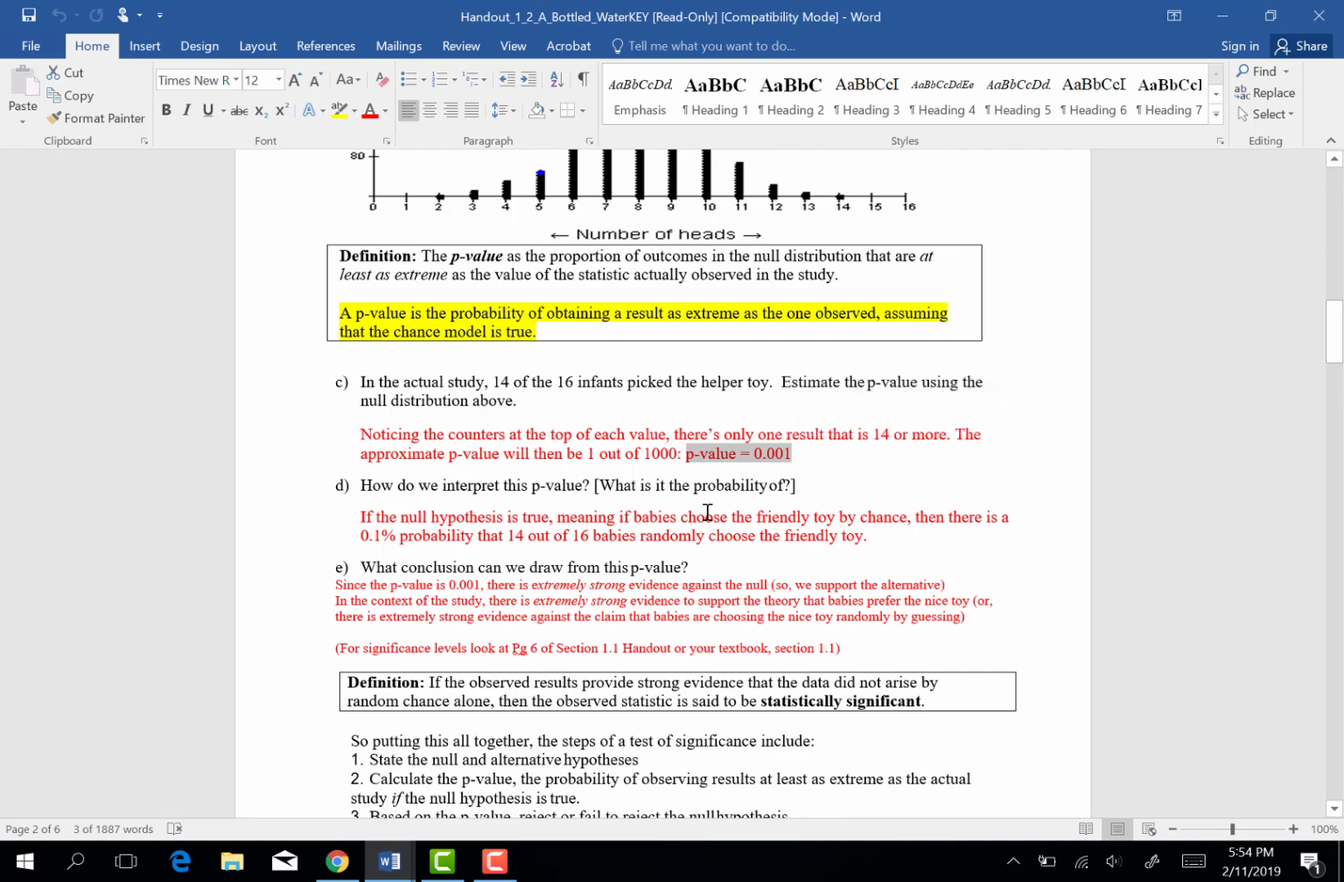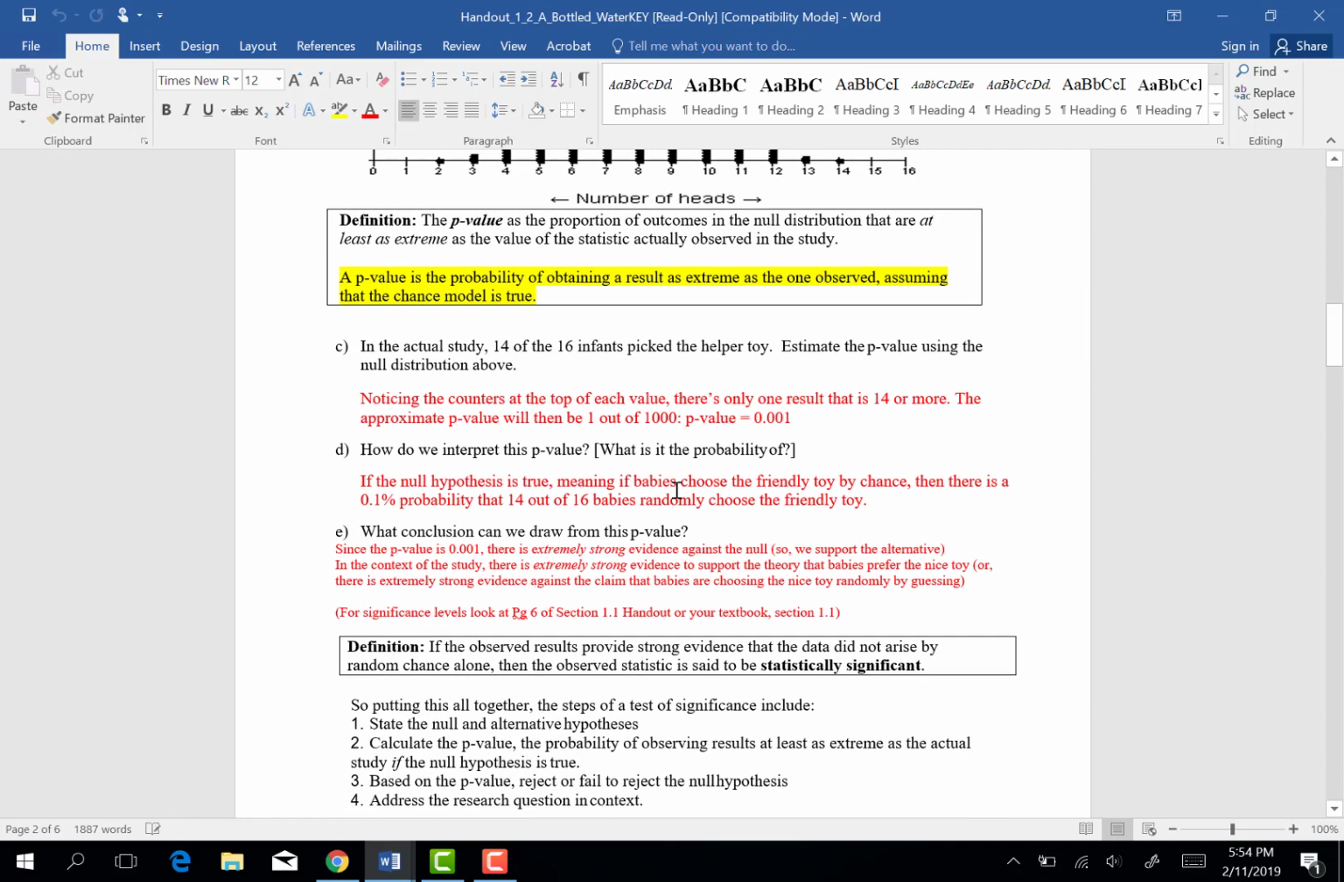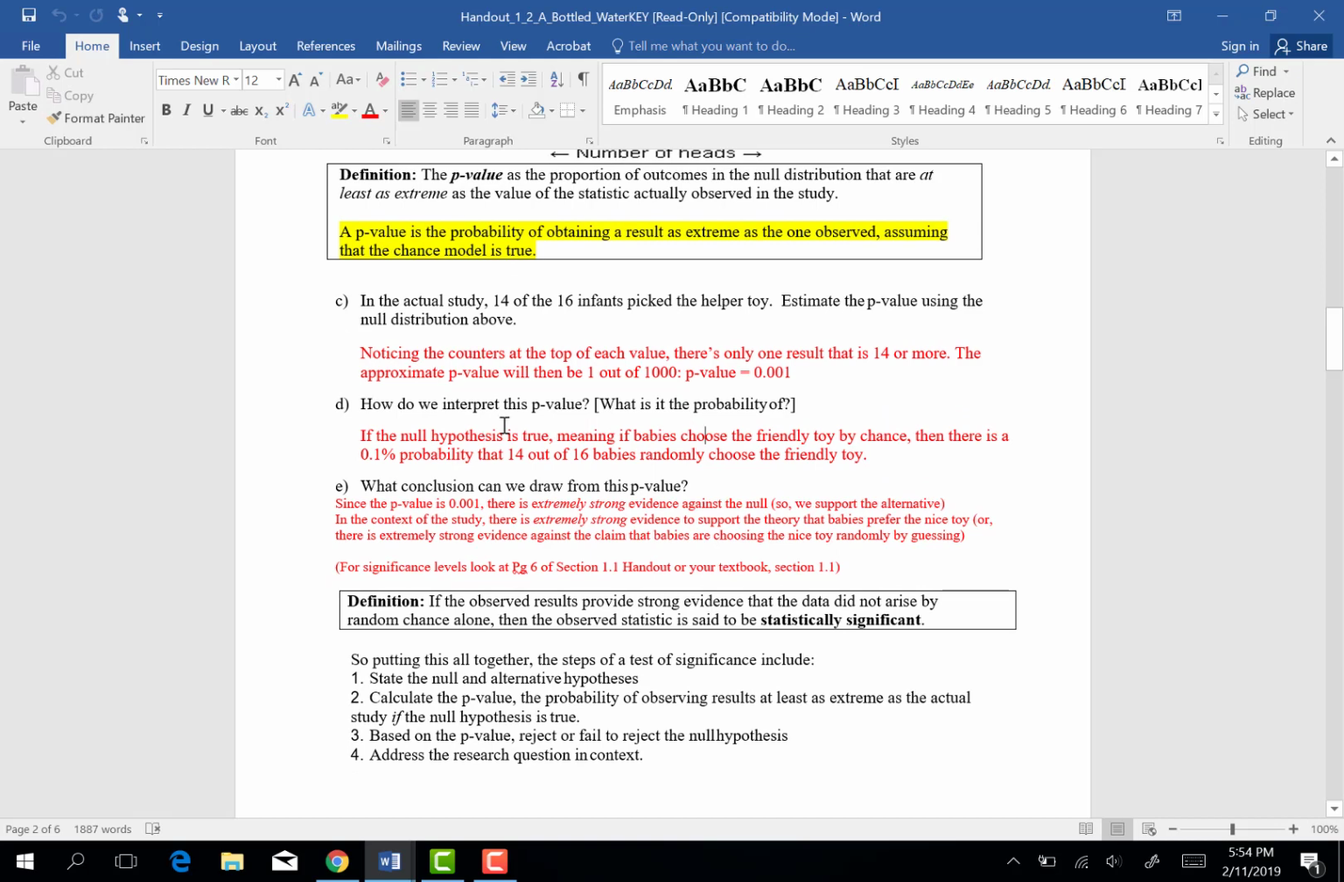So how do we interpret this p-value? What is this the probability of? So if the null hypothesis is true, meaning if babies choose the friendly toy by chance, then there is a 0.1% probability that 14 out of 16 babies randomly choose the friendly toy. The 0.1% just comes from our p-value 0.001 and converting that to a percent. So remember, to convert a decimal to a percent, you move the decimal point twice to the right. So it becomes 0.1%.